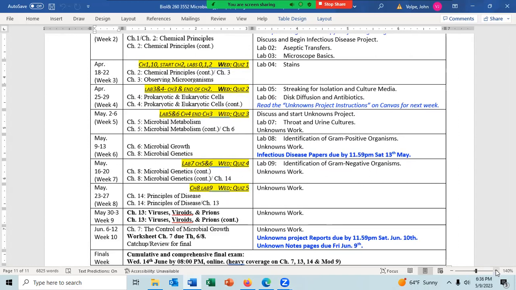The infectious disease paper is due May 13th. That's this Saturday at 11:59 p.m. So if you haven't begun working on your infectious disease paper, you should get started on that. I think everybody has requested a topic, but remember to check the topic with me. I do want everyone to work on a different topic, and I also want to make sure that it's actually an infectious disease. All right. If there's no questions, let's begin with Lab 8.